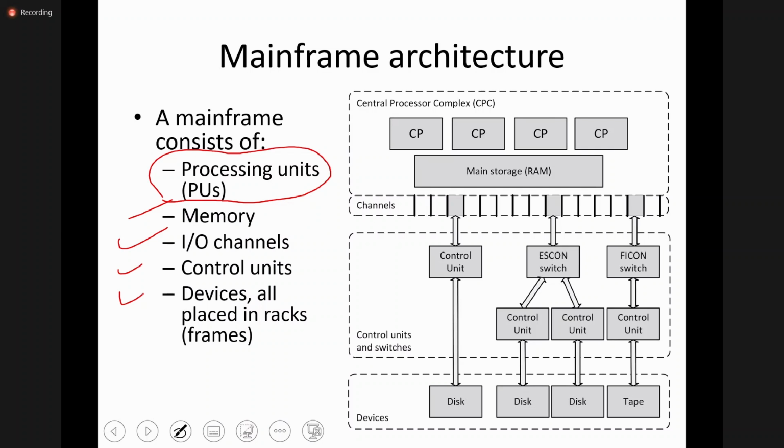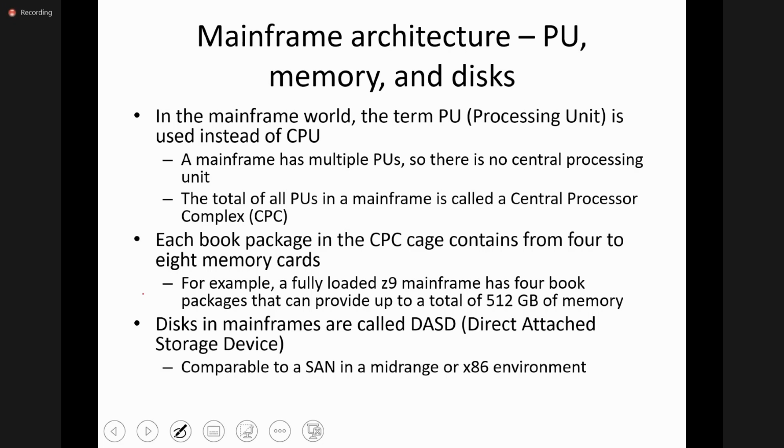From the devices, as we mentioned we have the CPU, central processing unit, but in the mainframe we use the PU, processing unit, instead. A mainframe has multiple PUs. We do not call them CPUs; we call them PUs, so there is no central processing unit. The total of all PUs in the mainframe is called the Central Processor Complex, CPC. The sum of the PUs in the machine, we call them CPC.